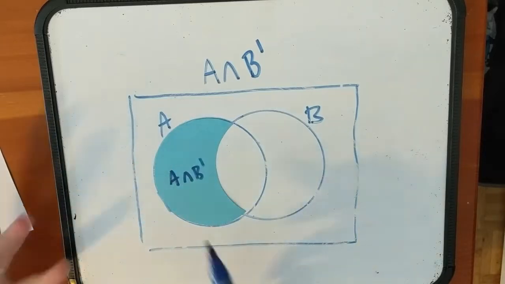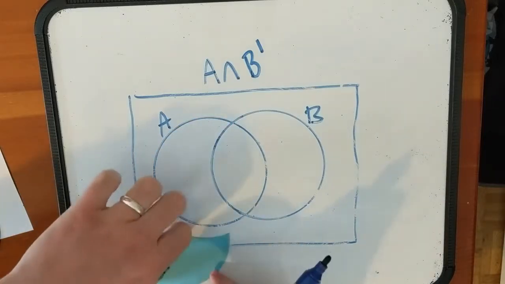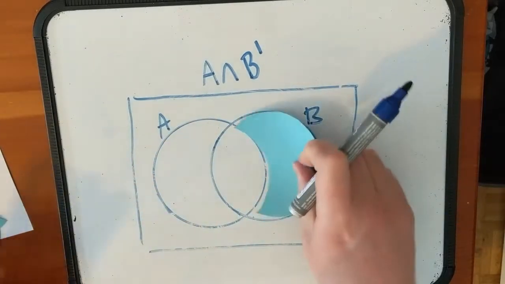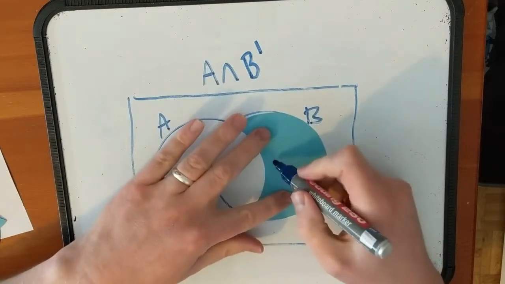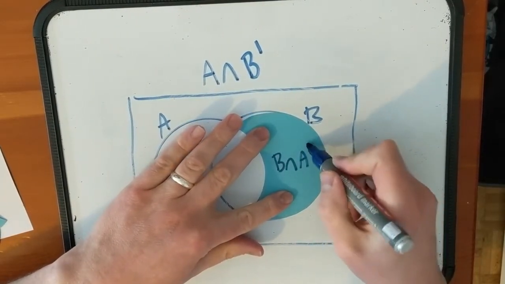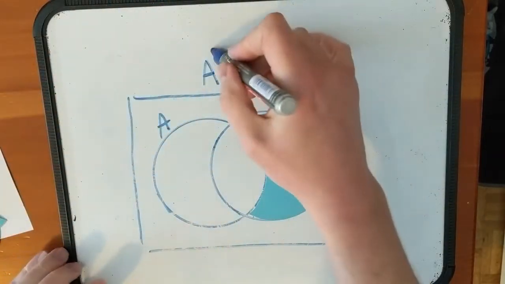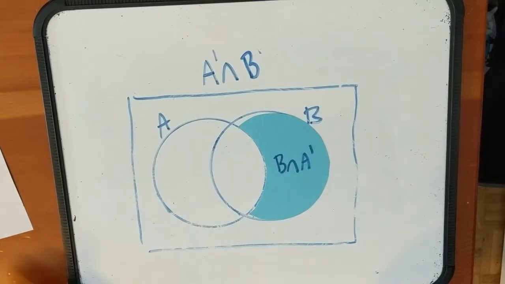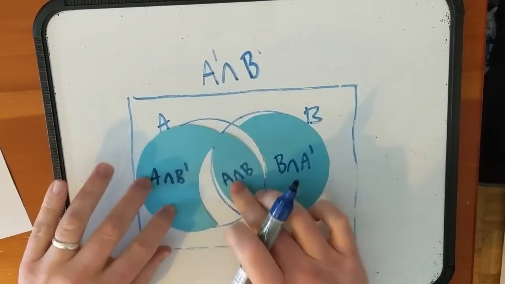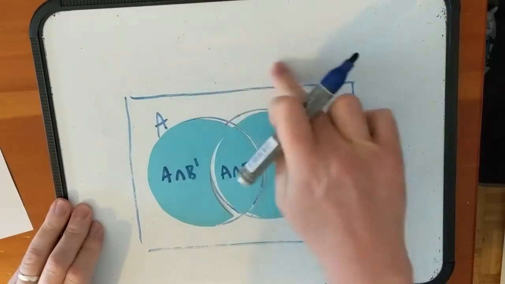So this is definitely inside A, but also it's outside B. And you could do something similar with this bit. Over here, this is inside B, but it's outside A. It's those two things combined. So that's that one. So we've got these three together. Now, all of those three make the union of A and B.